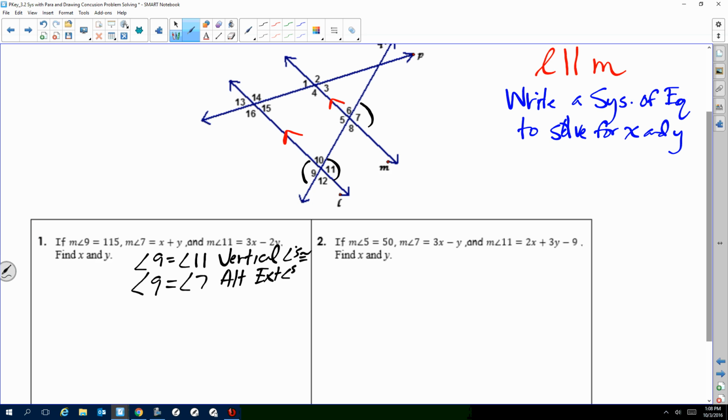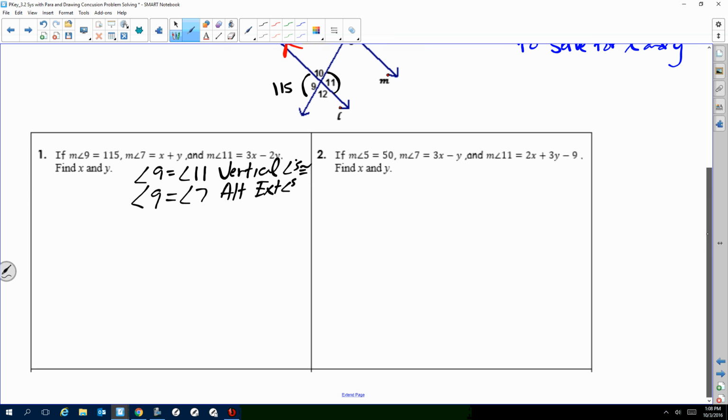Okay. Now, we know that 9 is going to be my 115, right? We're going to have to write a system to solve for x and y. So that means, I'm just going to scroll up a little bit. 115, I'm just going to substitute the parts here. 9 and 11, right? 115 equals 3x minus 2y. Are we good on that part, what I just did?